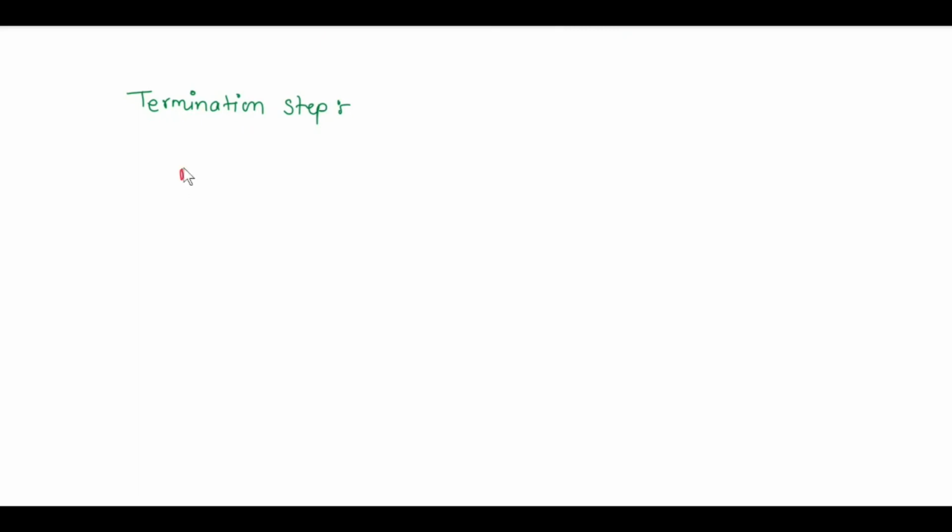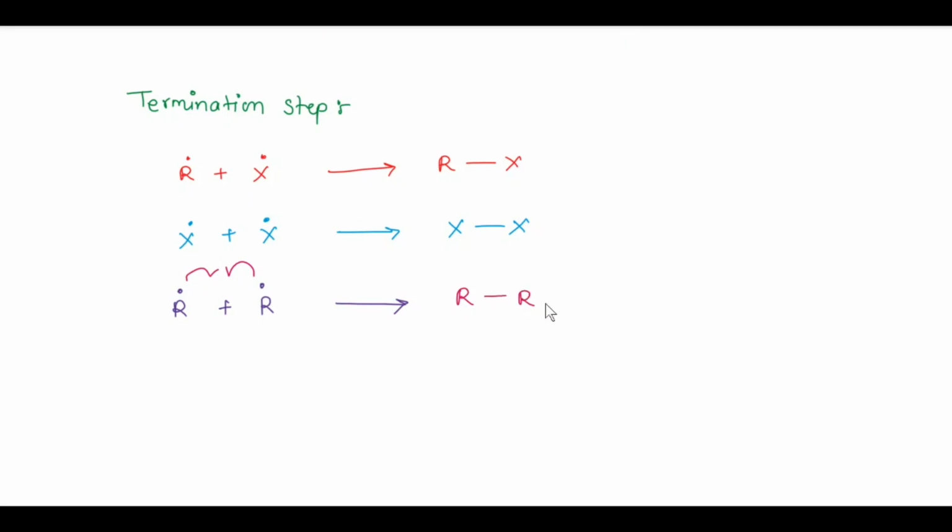The next step of the mechanism is the termination step. In the termination step, the R radical reacts with X radical and formation of alkyl halide takes place. The X radical also reacts with itself and formation of halogen takes place. The R radical also reacts with itself and formation of alkane takes place.